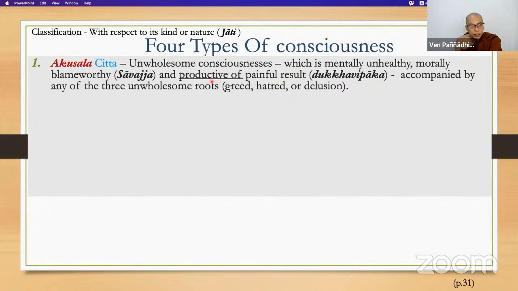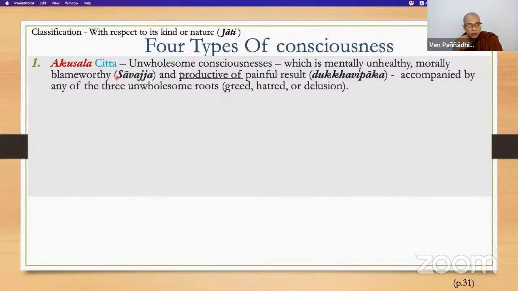And another reason is that it is productive of painful result. It can produce the painful result. Dukkha vipaka. Here dukkha is painful, vipaka is result. Dukkha vipaka. The cause for the painful result is another reason to call it akusala. So it is accompanied by the unwholesome roots, any of 3, sometimes 2 together: greed, hatred, or delusion, lobha, dosa, moha. This is how we can identify the akusala citta.